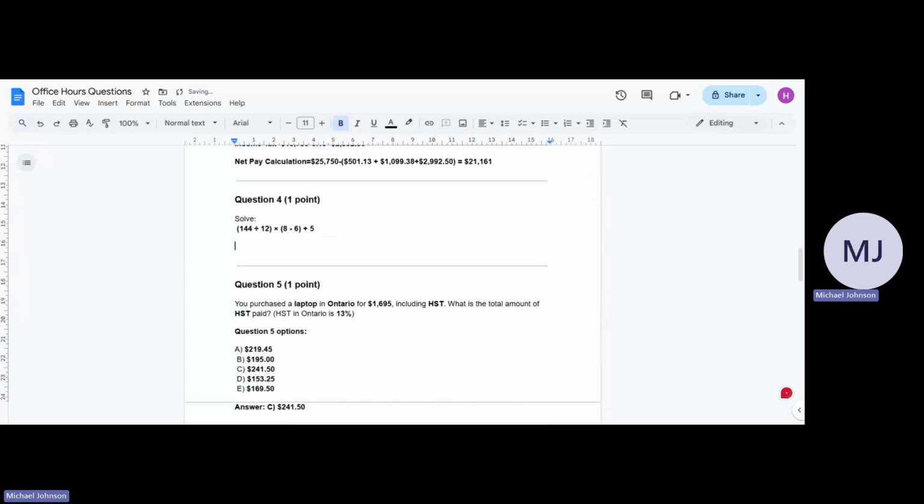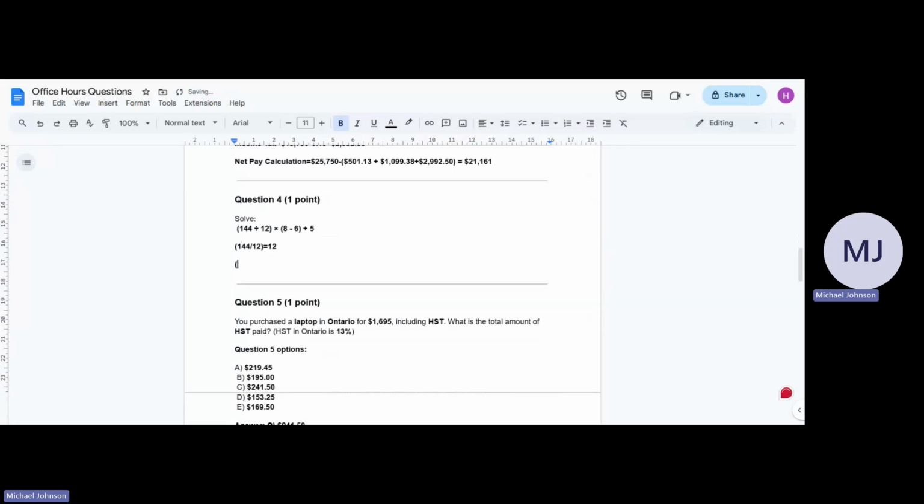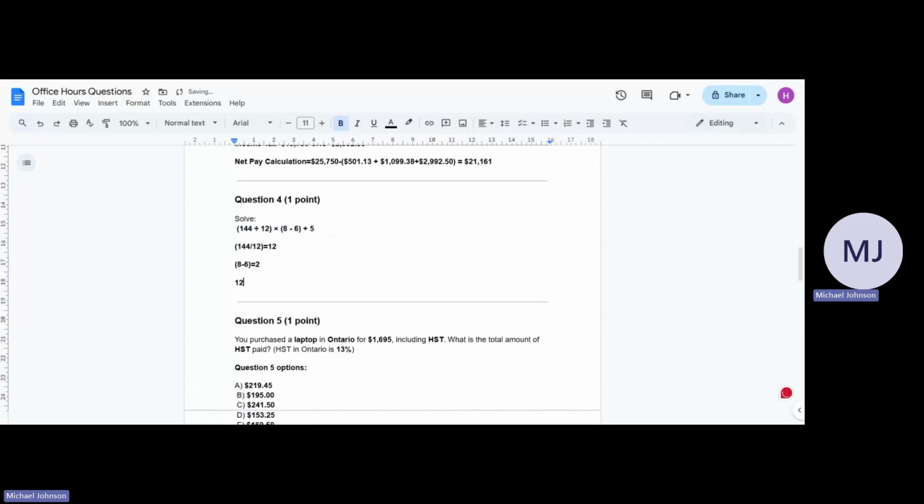And then for 4 here, solve this one. It's very similar to what we did in 1. So we got to divide 144 divided by 12 first. We get 12. Then we do 8 minus 6, which is 2. And then we do 12 divided by 2, and we get 6.